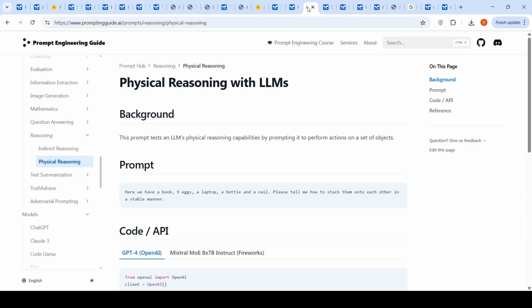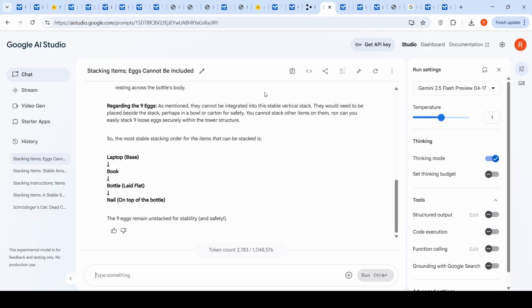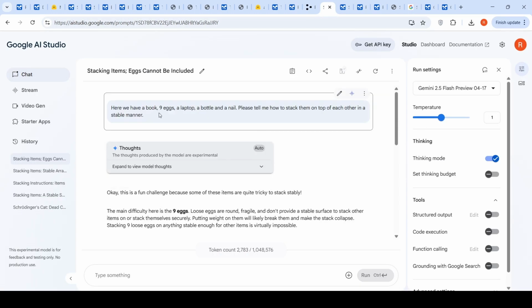Okay. The next problem which I wanted to test was, this prompt tests an LLM's physical reasoning capabilities. So you have a book, 9 eggs, a laptop, a bottle, and a nail. How I wrote this prompt was, you have a book, 9 eggs, a laptop, a bottle, and a nail. Please tell me how to stack them on top of each other in a stable manner. Okay, that's the question. So this is an understanding of the physical world, right?